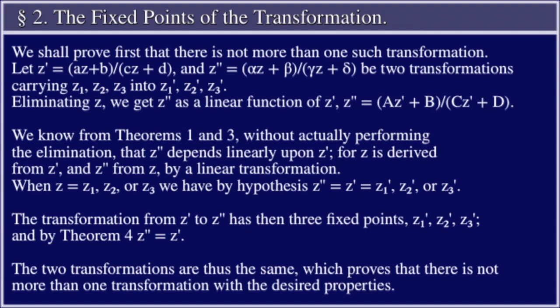When z equals z1, z2, or z3, we have, by hypothesis, z″ = z′ = z1′, z2′, or z3′. The transformation from z′ to z″ has then three fixed points, z1′, z2′, z3′. And by Theorem 4, z″ is equal to z′. The two transformations are thus the same, which proves that there is not more than one transformation with the desired properties.